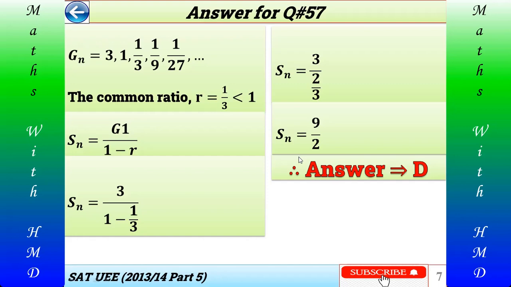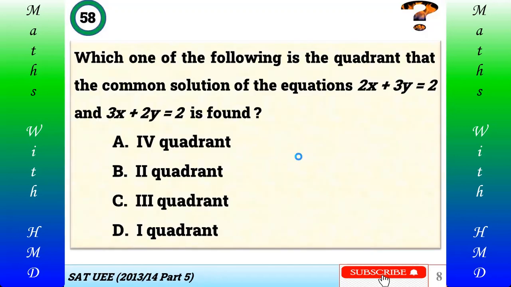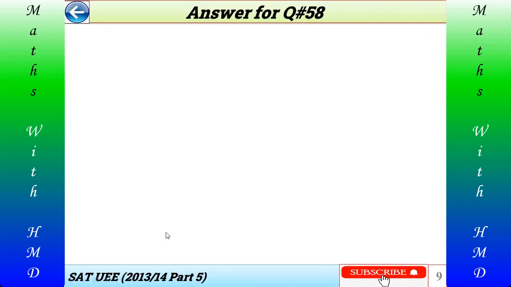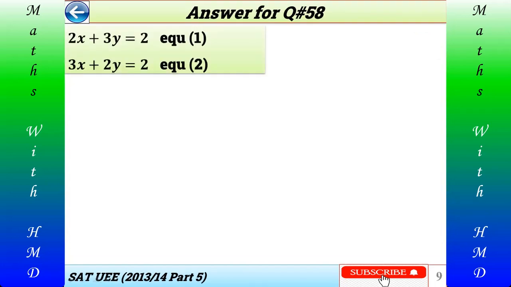Thank you very much. Let's continue with the next question, which is question number 58. Which one of the following is the quadrant in which the common solution of the equations 2x plus 3y equals 2 and 3x plus 2y equals 2 is found? A, fourth quadrant, B, second quadrant, C, third quadrant, D, first quadrant. Let's get started. Here it is. This one is the answer for question number 58.